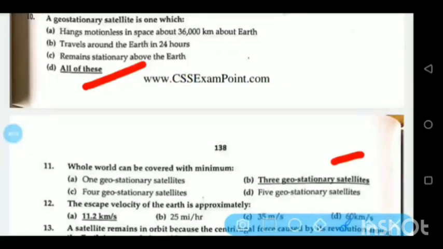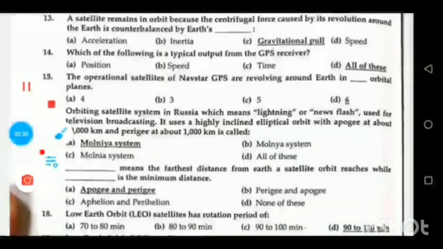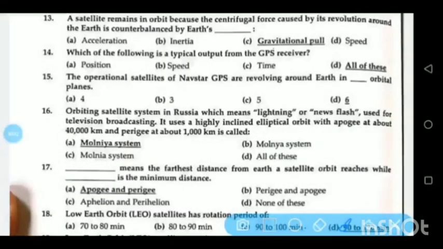The escape velocity of the Earth is approximately 11.2 km per second. A satellite remains in orbit because the centrifugal force caused by its revolution around the Earth is counterbalanced by Earth's gravitational pull. Which of the following is a typical output from the GPS receiver? All of these: position, speed, and time. The operational satellites of Navstar GPS are revolving around Earth in 6 orbital planes.